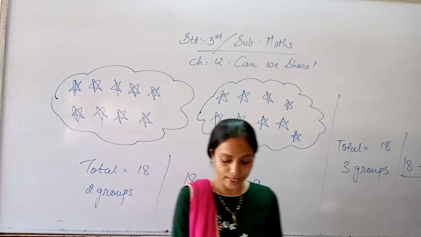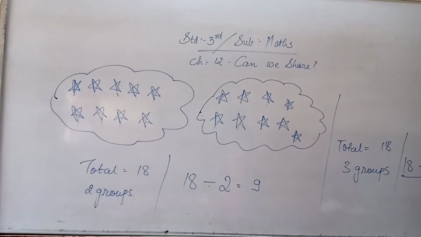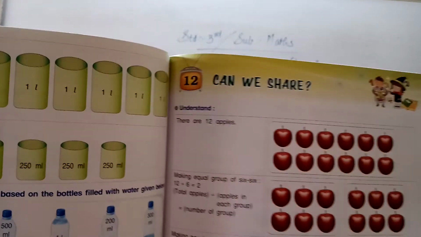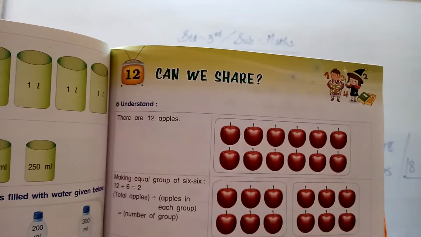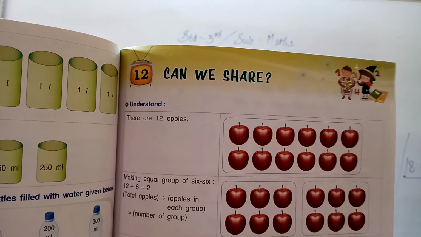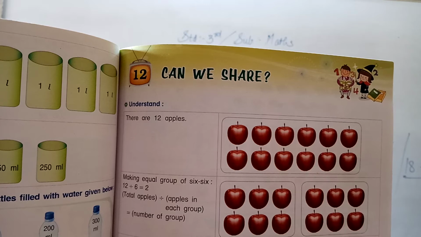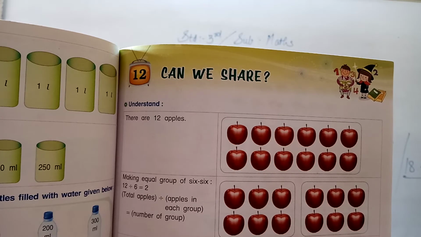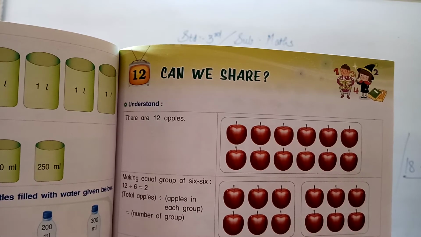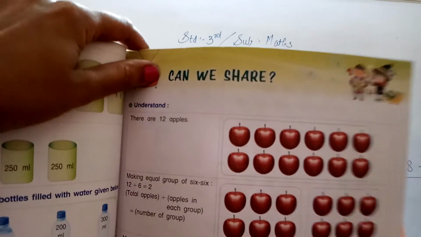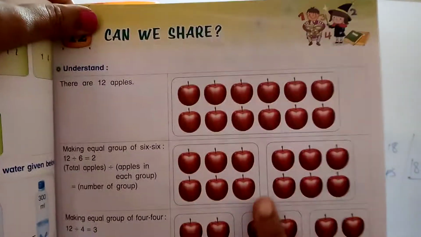Page number 199 in your workbook, you can see, just open your workbook. Can we share? So here you can see picture of apple is given. There are 12 apples. Okay, total apples are 12. Making equal group of 6. What you have to do? You have to make the groups of 6 apples.